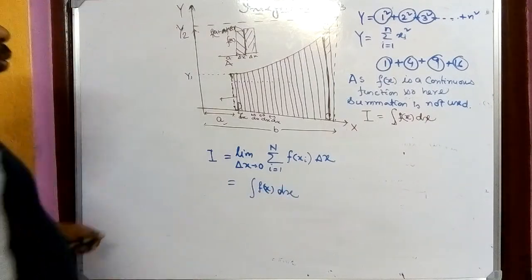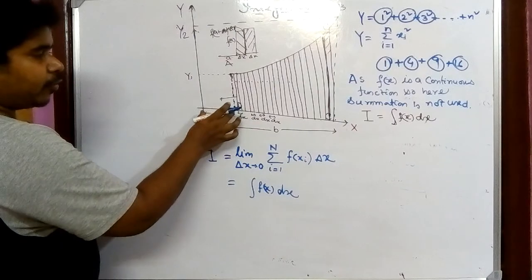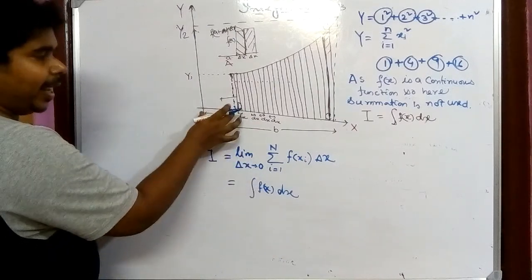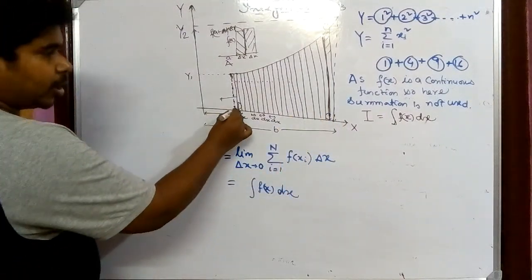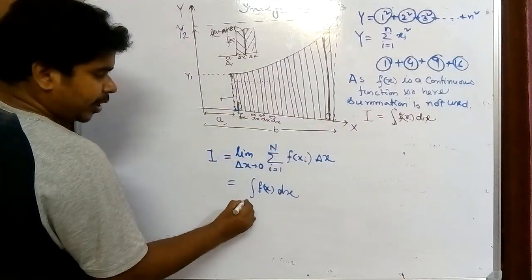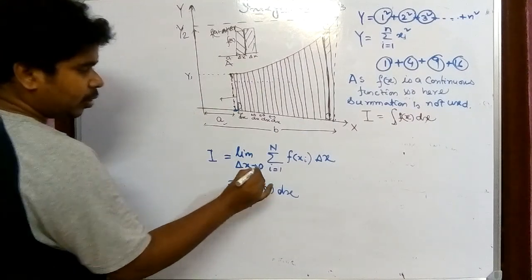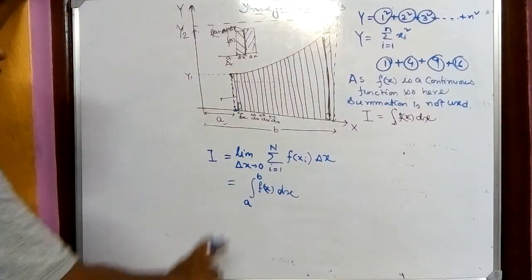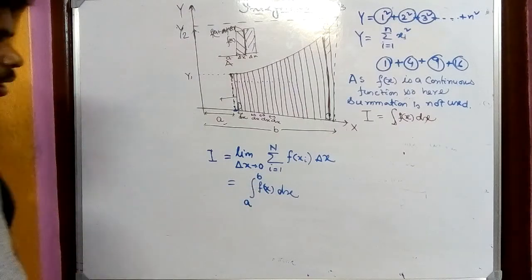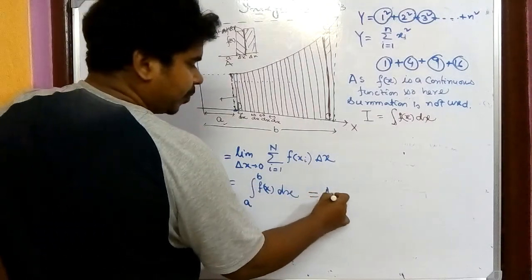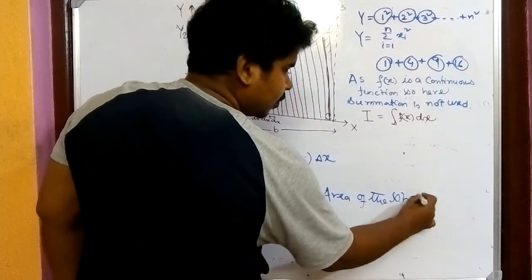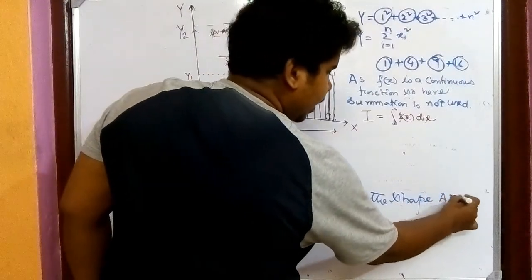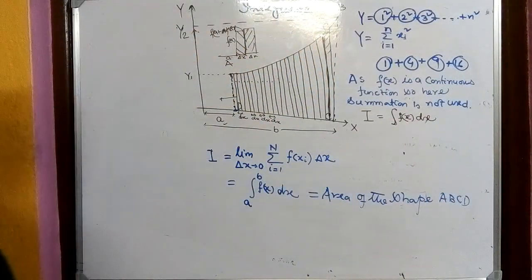Okay, and here one thing we have to keep in mind: it is starting from the value of x equal to a and going up to the value of x equal to b. So starting from this point to this point, we have to provide a limit. It is called a limit. So from a to b, f of x dx will give the area of the shape A, B, C, D. This will represent the area of the shape.